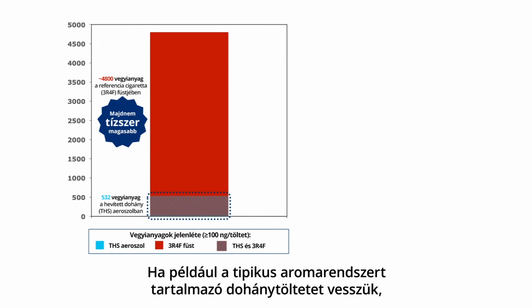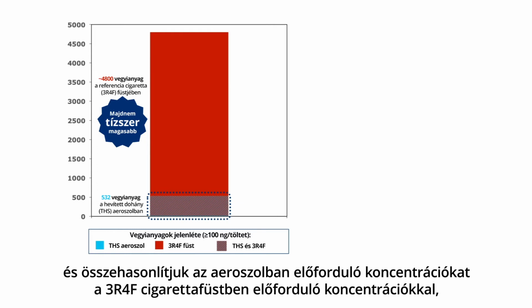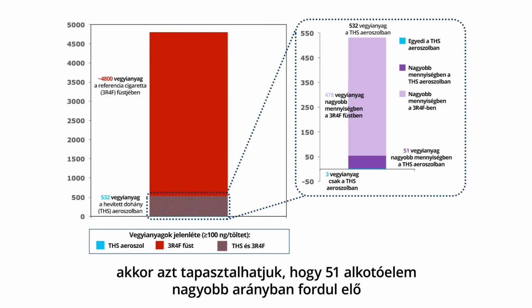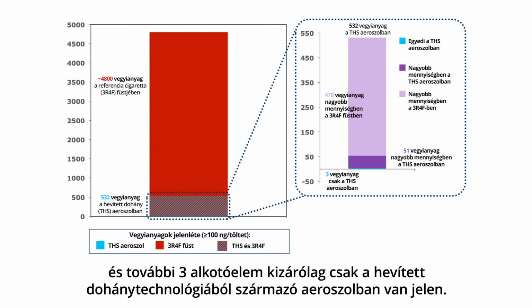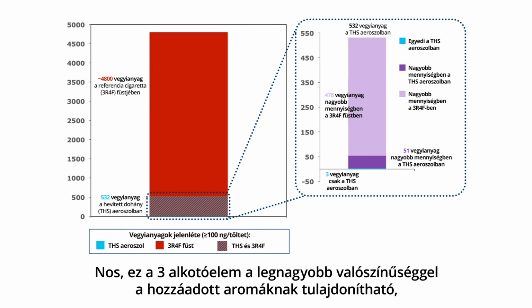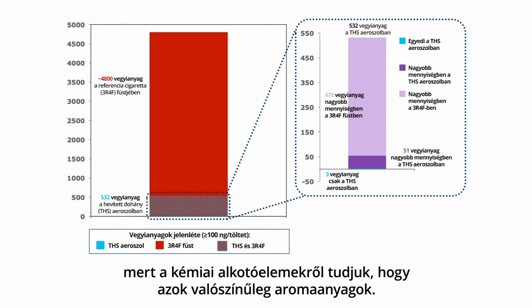If we take, for example, the regular stick, which does contain a flavour system, if we compare the concentrations in the aerosol versus the 3R4F cigarette smoke, we can see that there are 51 compounds which are higher in the heated tobacco aerosol compared to cigarette smoke, and an additional 3 compounds which are unique in the aerosol of the heated tobacco product. Now, these 3 compounds are most likely attributable to the flavour system that's been added, because we know from the chemical compounds they are likely to be flavour compounds.